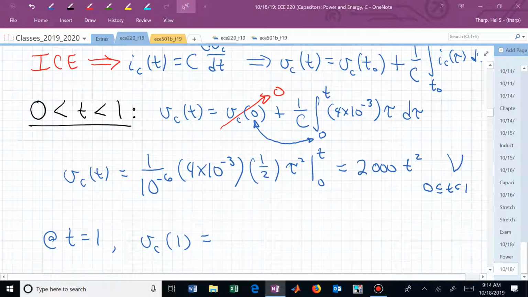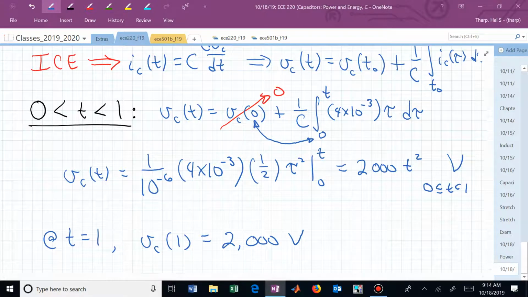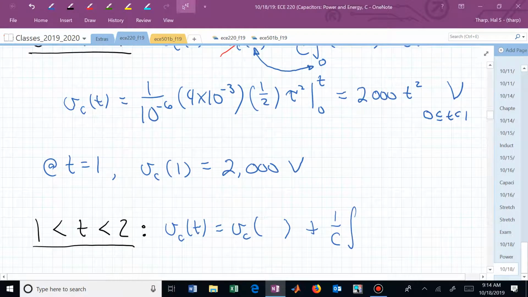It's this rounded shape now from 0 to 1, more rounded. And we can now evaluate what the voltage would be at 1 by substituting 1 into this equation. Or now we know we're at 2,000 volts at time t equal 1. And that's important, because now we need to use that to try to find what's happening to our voltage for the next interval of time from 1 to 2.